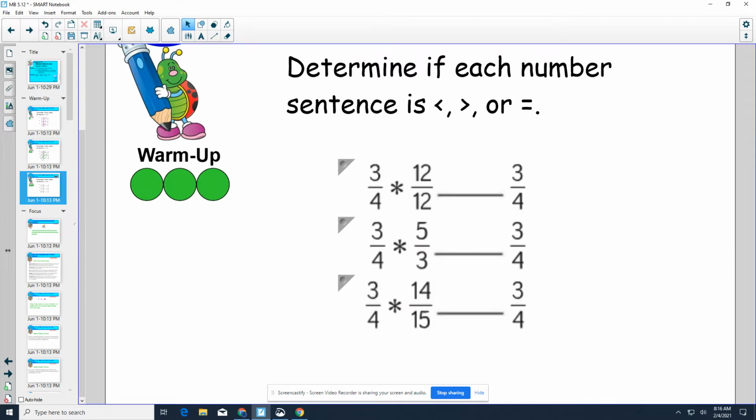Okay, so then you can pause the video, try those using the same method. Remember, if you're multiplying by a fraction greater than 1, it will be greater than your original fraction. If you multiply by a fraction less than 1, it'll be less than.